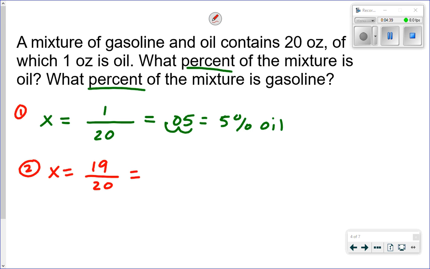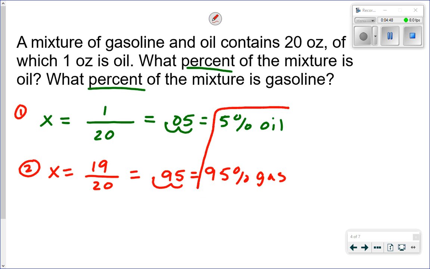It should be 0.95, and it is. Move my decimal point, and 95% gas. And then make sure that I put a box or circle around my answer.